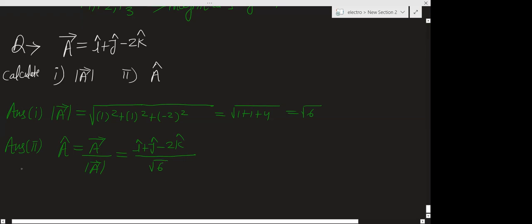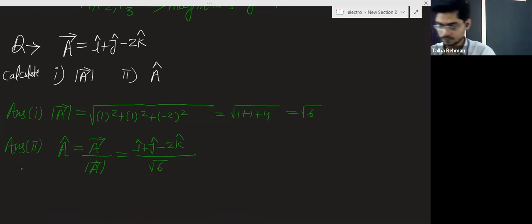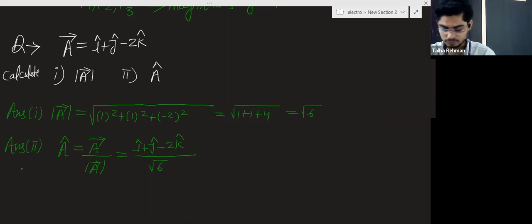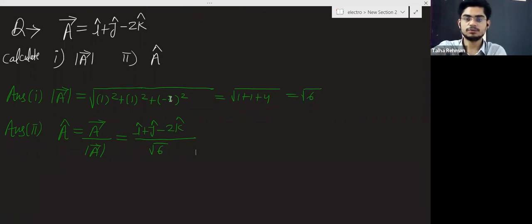Okay, so I'll copy. Okay. So this is the question, and there is one another thing, like the parallelogram law.